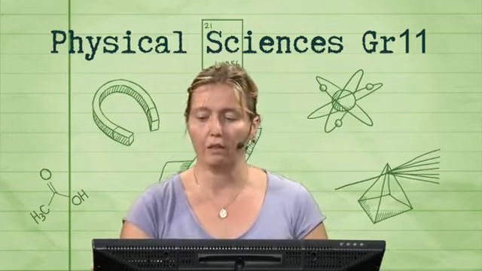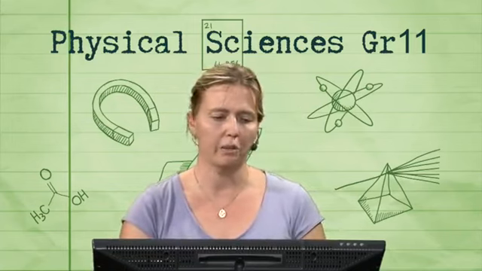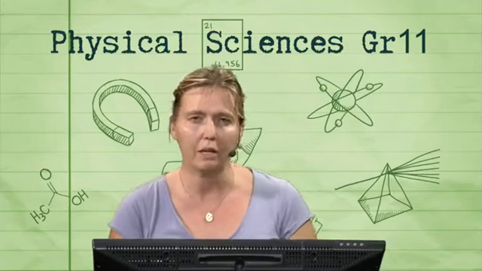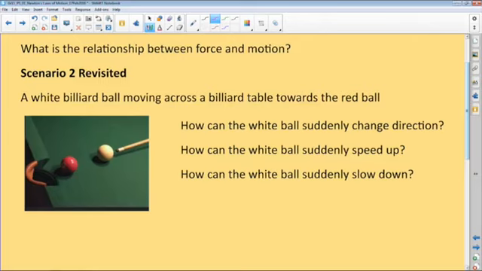Next one, we're back. This one, I'm sure somebody is going to try because we're talking about snooker or billiards, and everyone likes to play that at some time in their life. So let's have a look. White ball moving across the billiard table towards the red ball. There we go. So now, these questions. How can the white ball suddenly change direction? How can the white ball suddenly speed up? How can the white ball suddenly slow down?